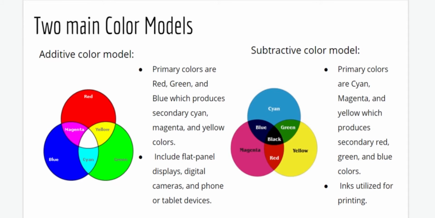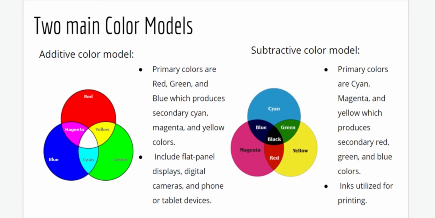So the RGB color model is primarily made of red, green, and blue, which creates secondary cyan, magenta, and yellow colors. So basically, when green and blue light overlap, it creates cyan, red and blue light creates magenta, and green and red lights create yellow. When all three of these colors are combined, it creates white.